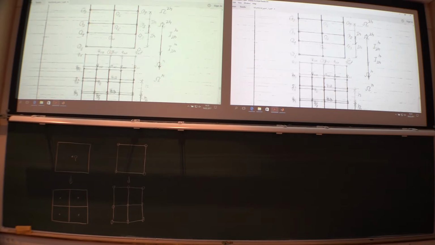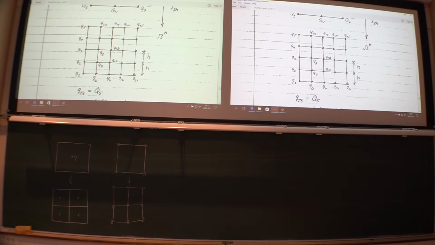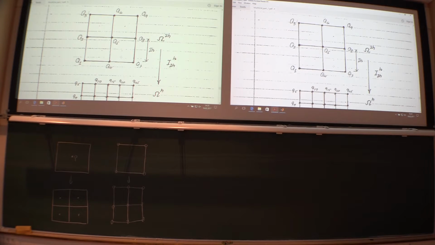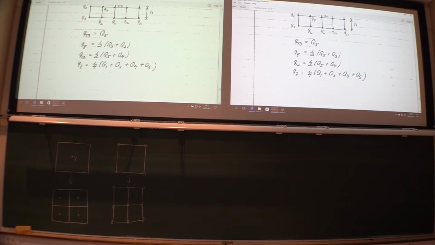Two-dimensional representation from coarse to fine. Here everything is in the corner, so you do different ways of interpolation depending on which point you are looking at.